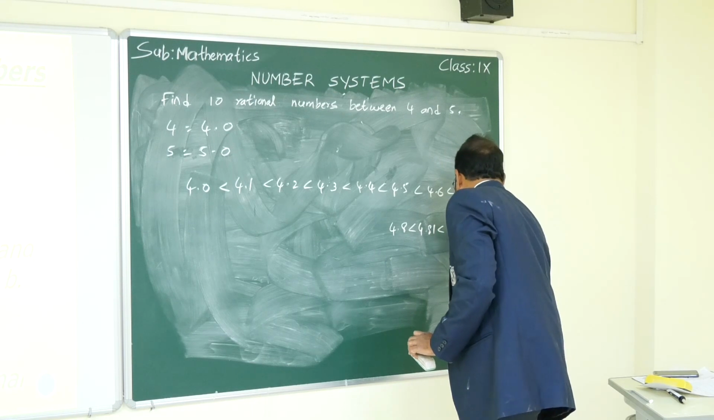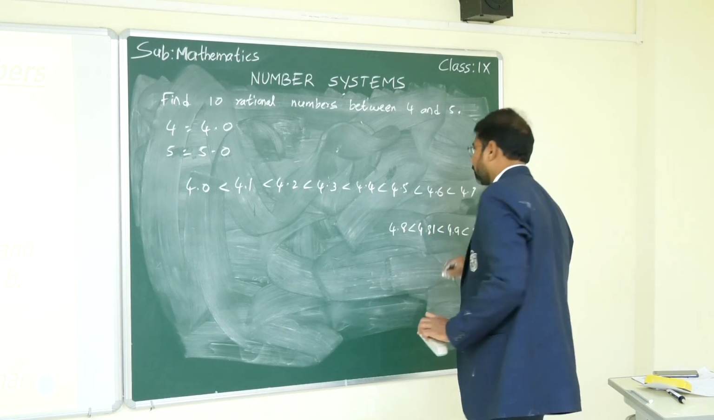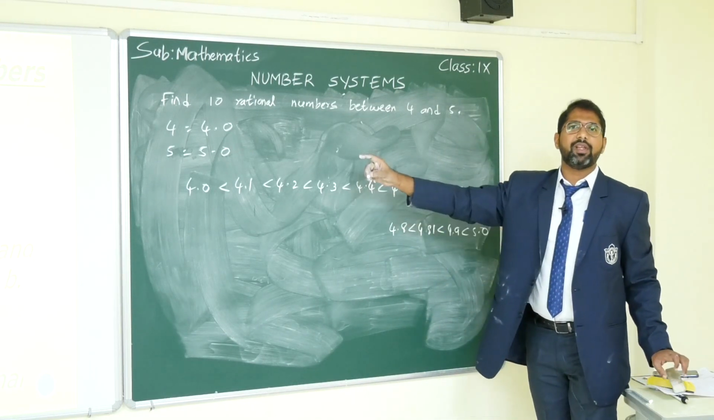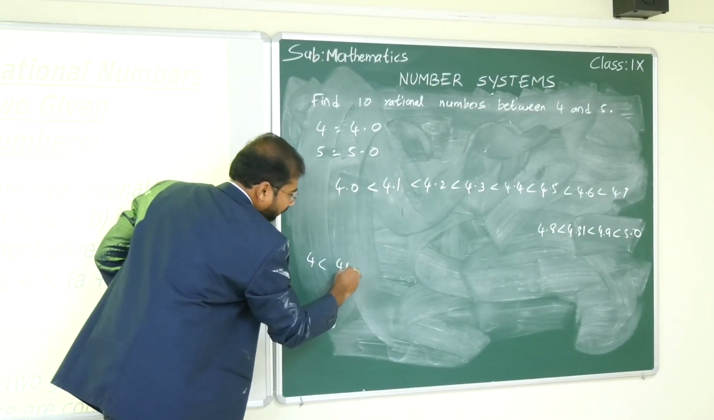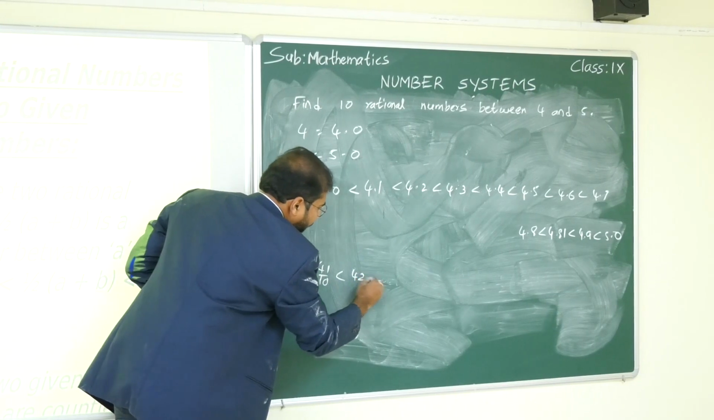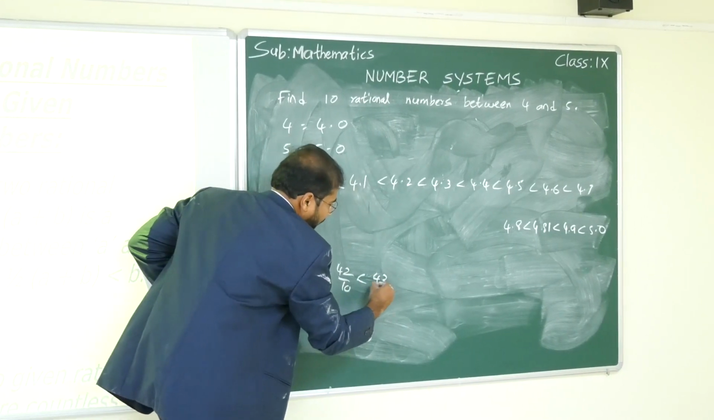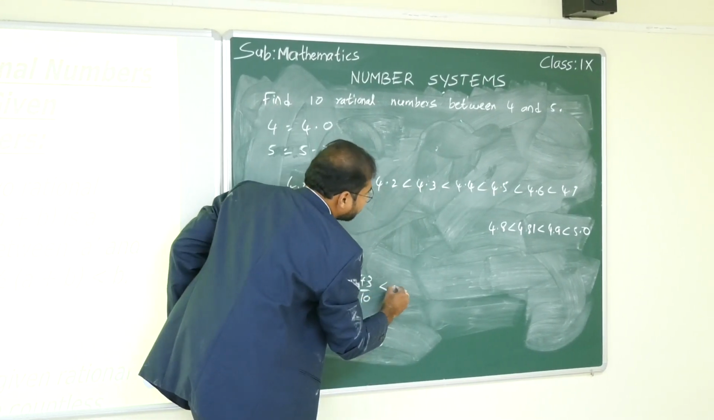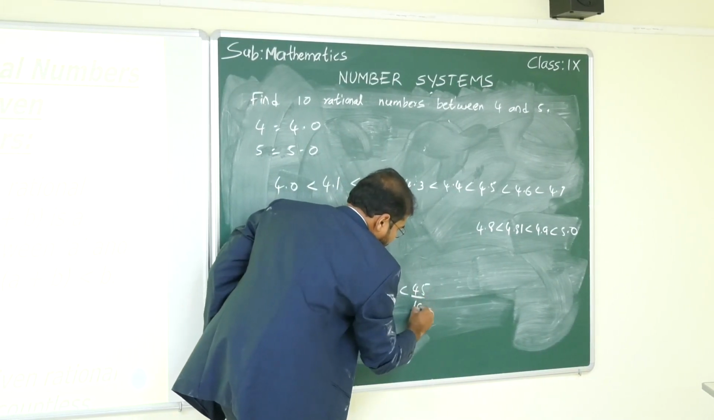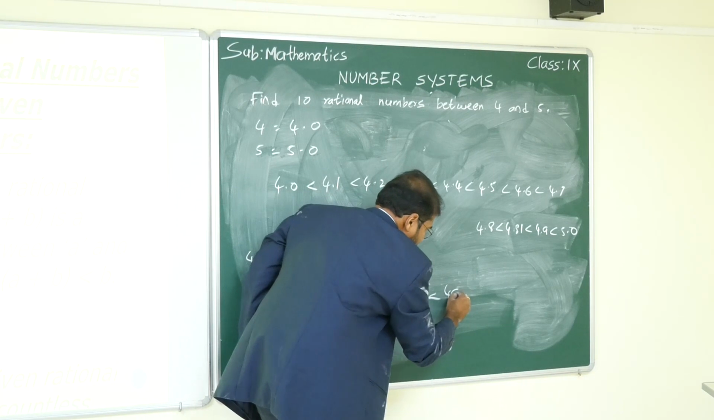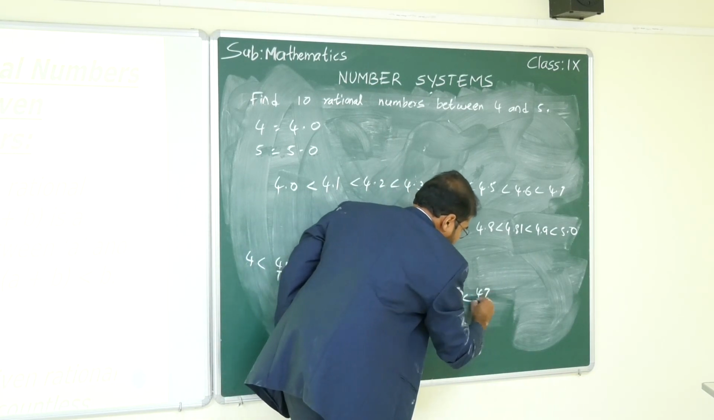4.81 is smaller than 4.9 is smaller than 5.0. Now what I will do is convert them into P by Q form, which is 4 is smaller than 41 by 10, is smaller than 42 by 10, which is smaller than 43 by 10, is smaller than 44 by 10, is smaller than 45 by 10, 46 by 10.